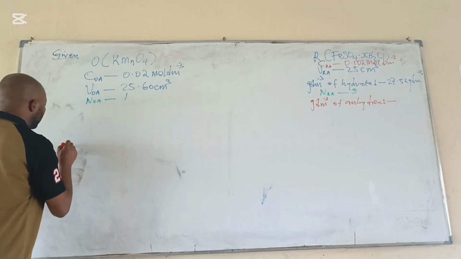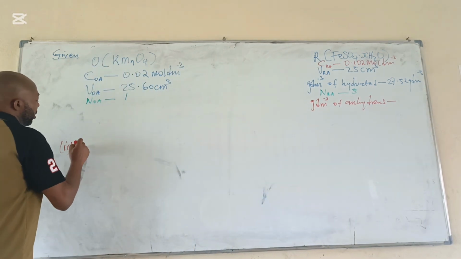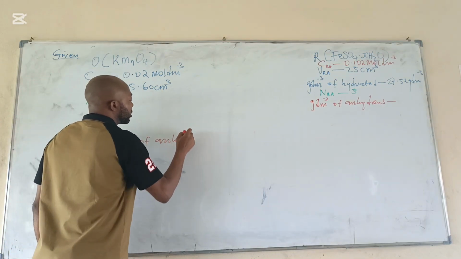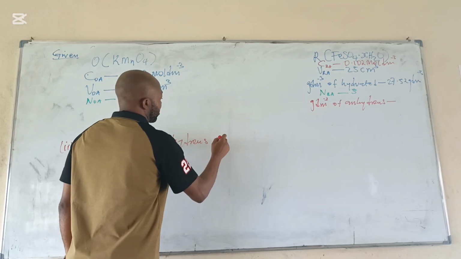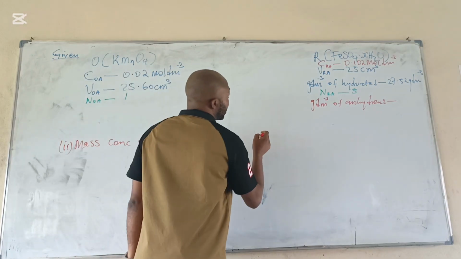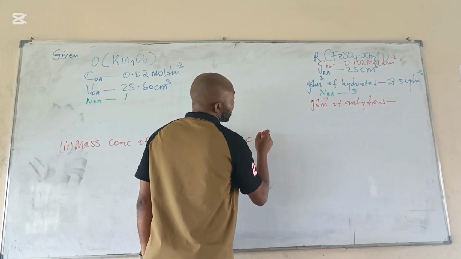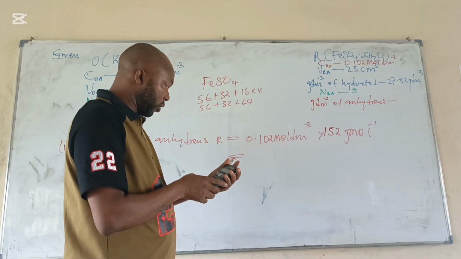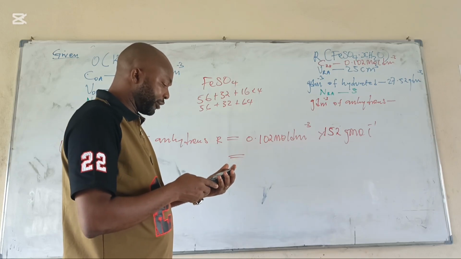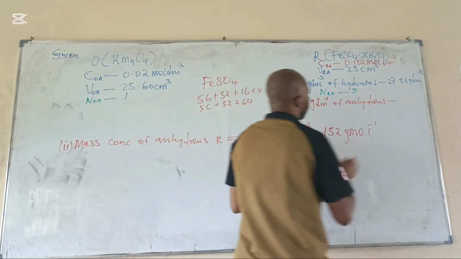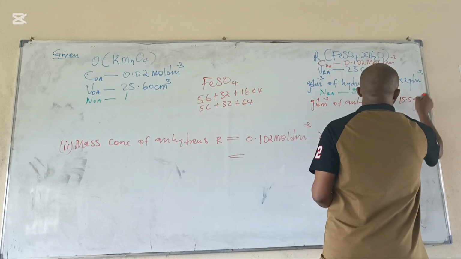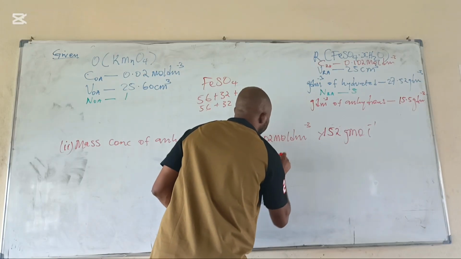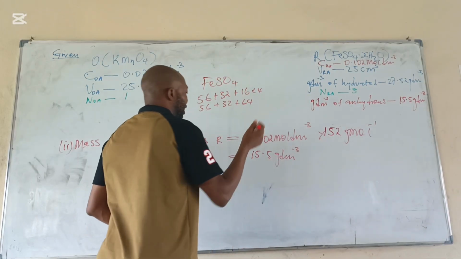So let's take our next question, which is 2. Mass conc of anhydrous R will become the molar conc, which is 0.102 mole per dm cube, times 152. 0.102 times 152 will give us 15.5. So this is 15.5 g/dm cube. Alright, that is now our answer.